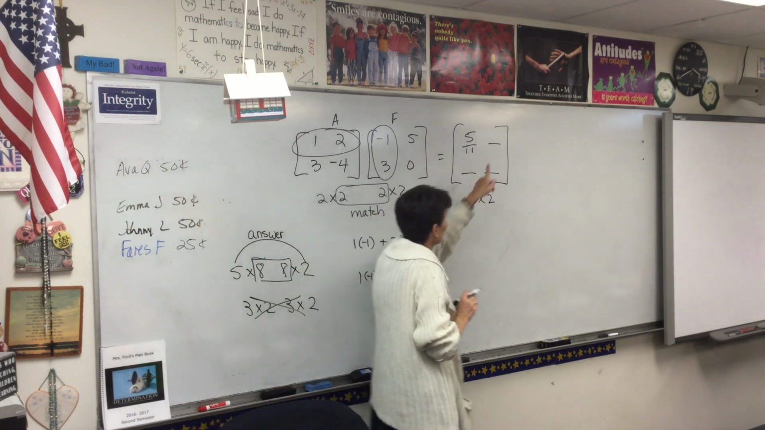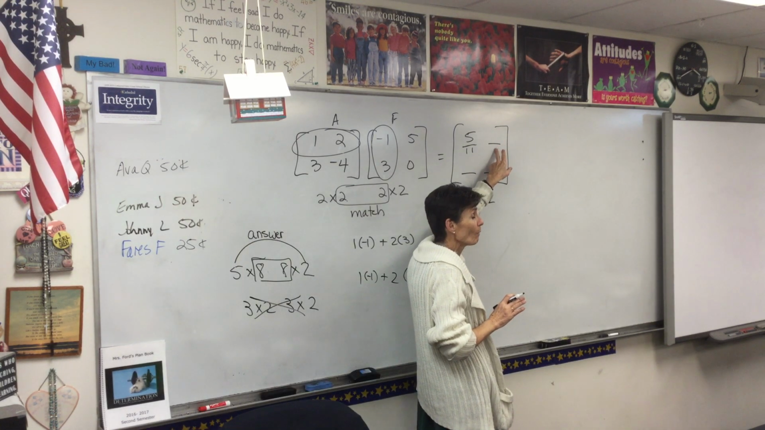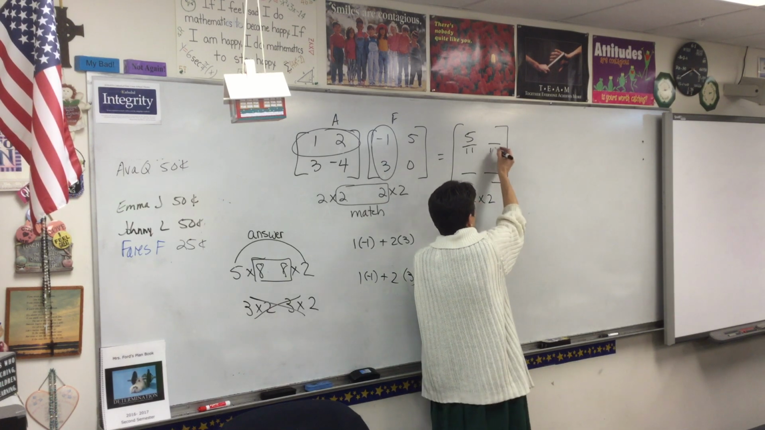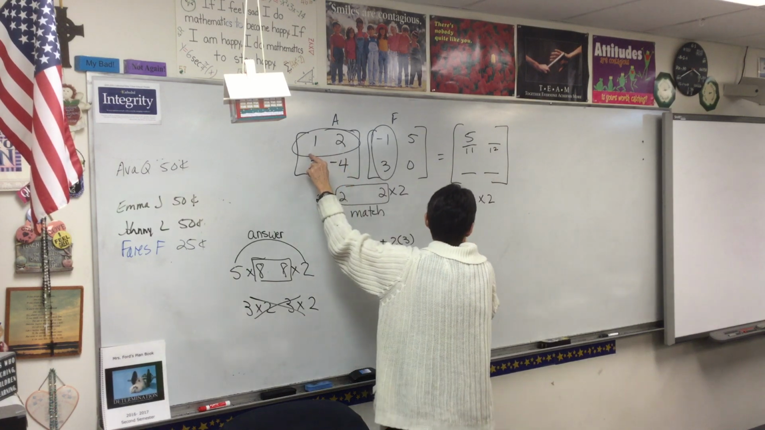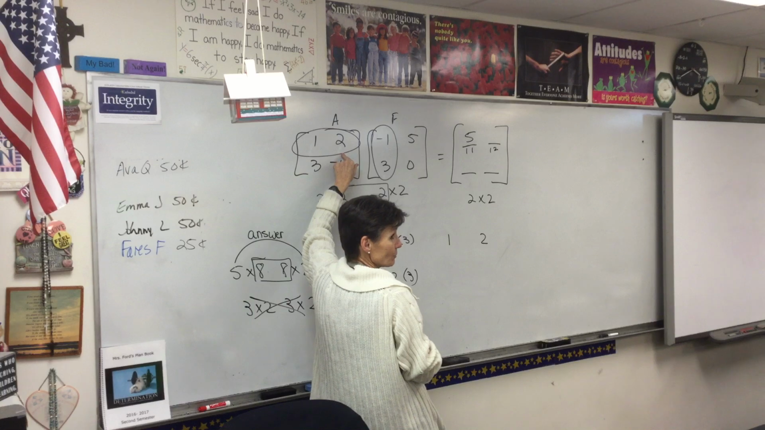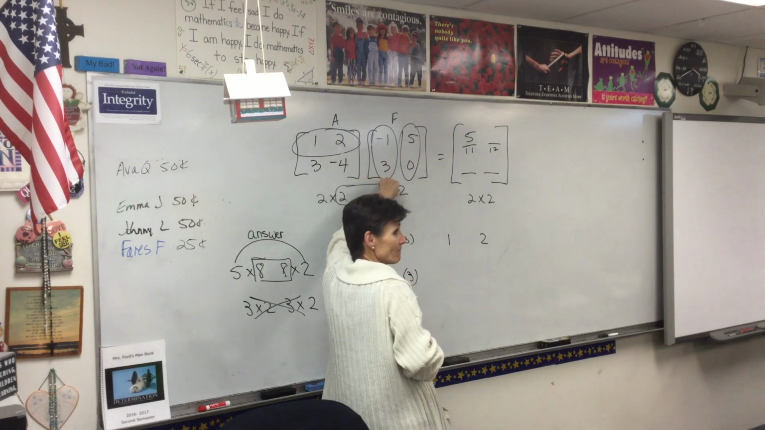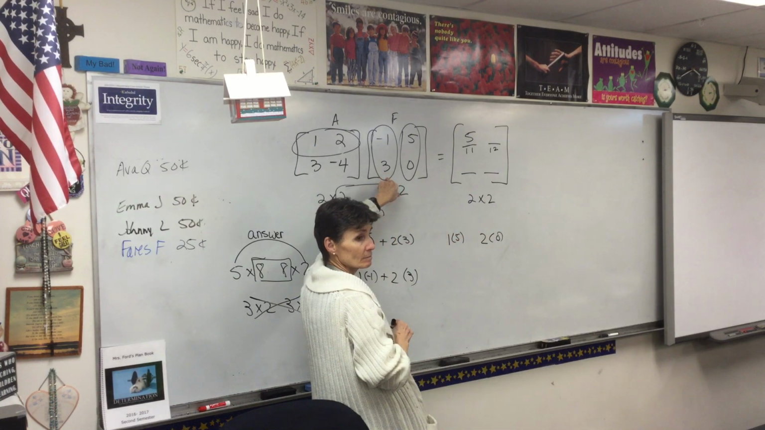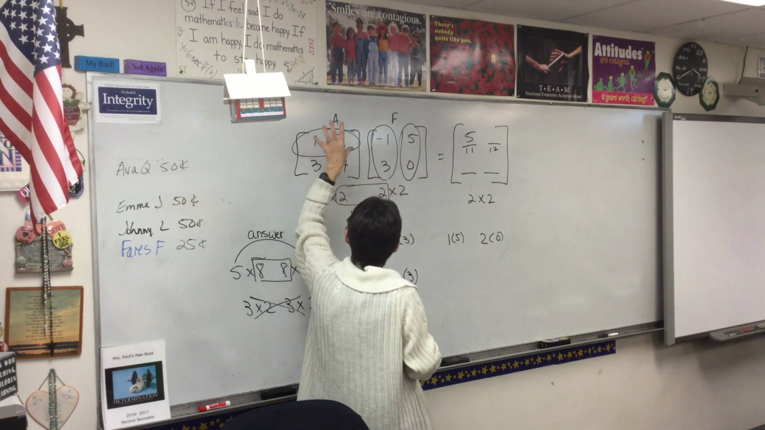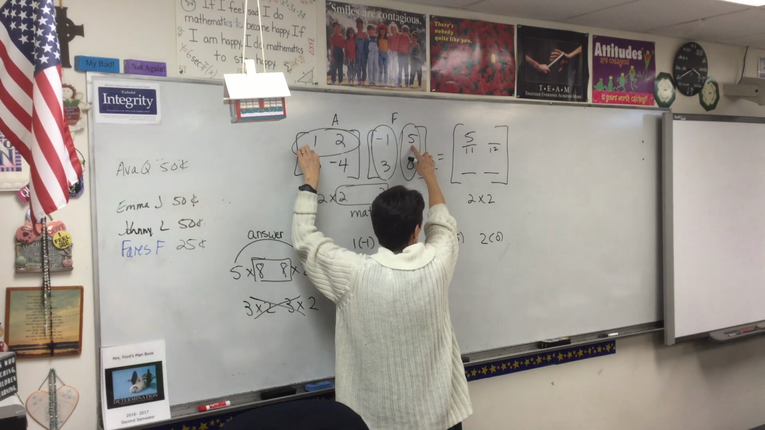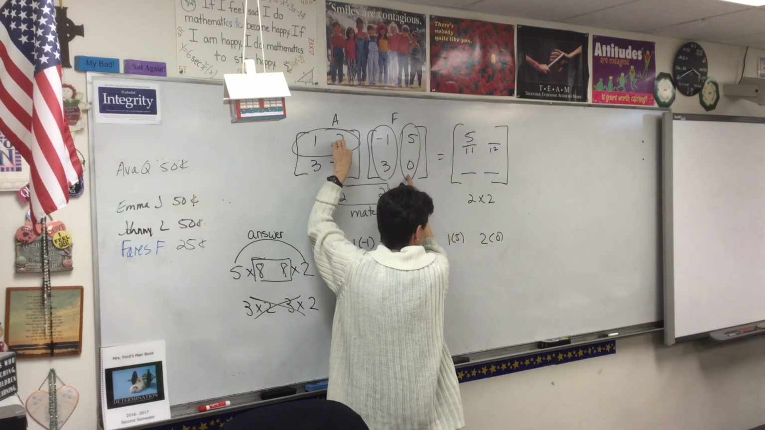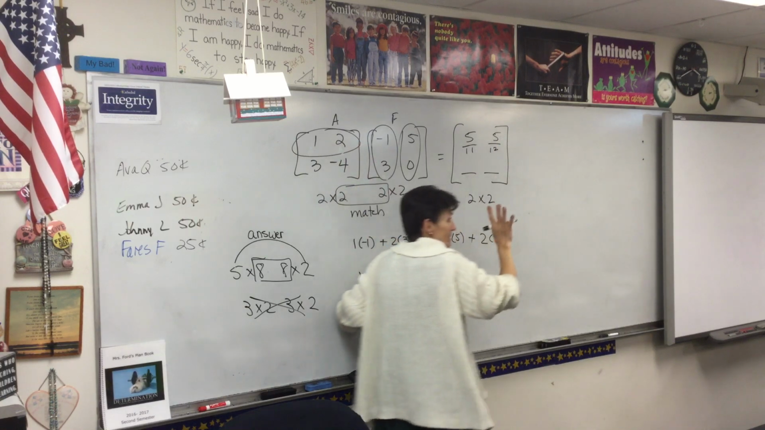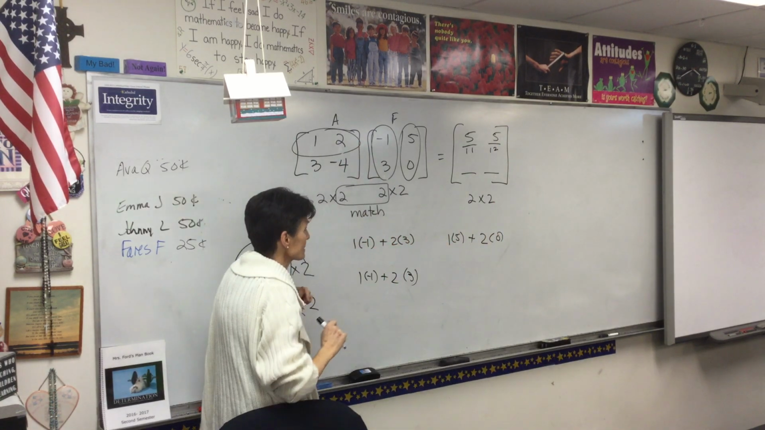Now, I've got to find this number. What row is it in? First row. What column is it in? Second. So I am still going to use my first row, my 1 and my 2, but now I'm going to use my second column, which is 5 and 0. So I'm taking my first row times my second column. So that is going to be another 5. Coincidence? No significance, just coincidence.